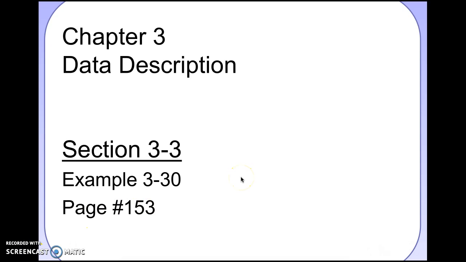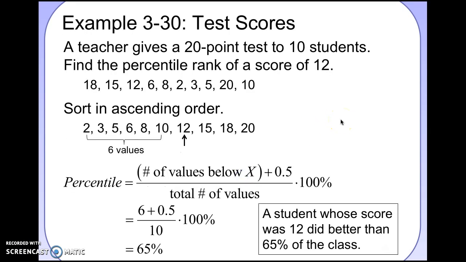Looking at this example on page 153, a teacher gives a 20-point test to 10 students. Find the percentile rank of a score of 12. Put the numbers in order. And then we want the number 12, so we're going to count how many numbers are below 12. That happens to be 6.